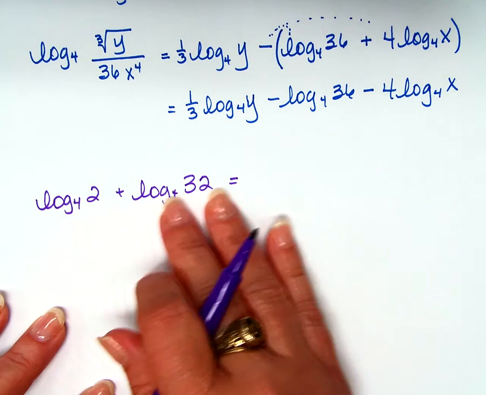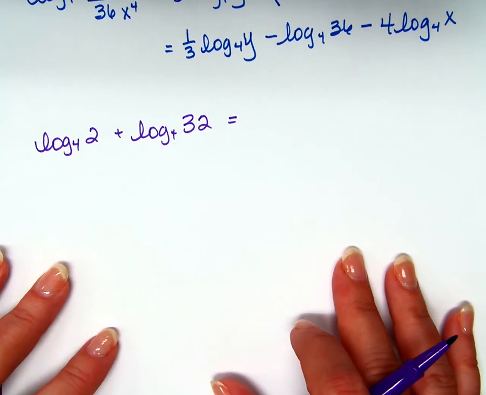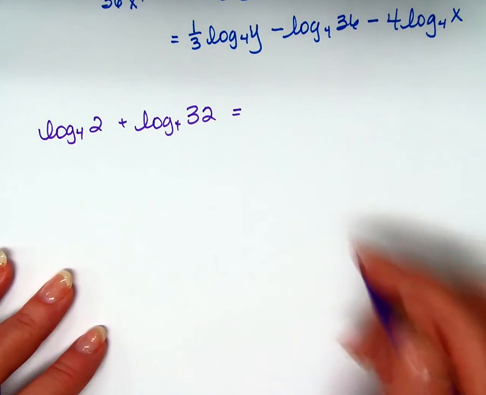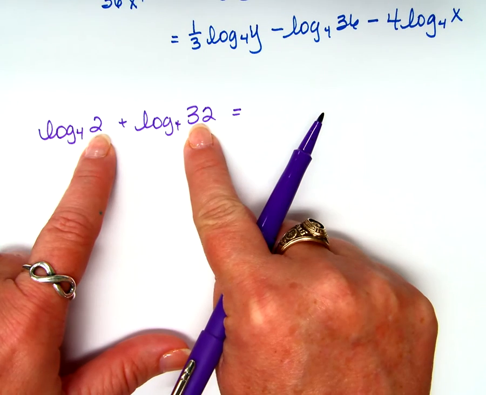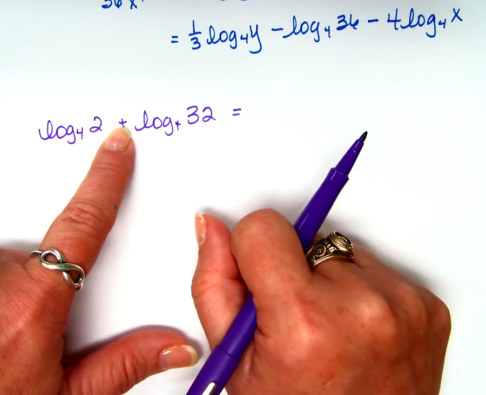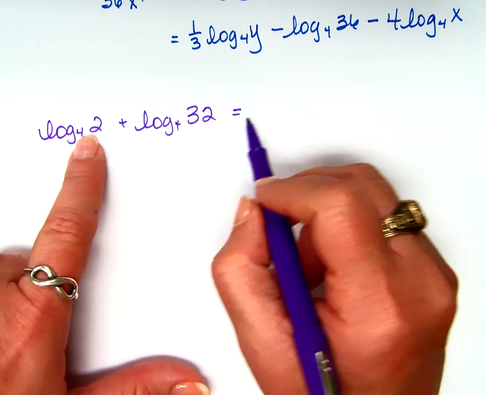Sorry, I started writing uphill. I don't know what happened. What am I going to do with these 2 numbers? Multiply them, right? So what is 2 times 32?